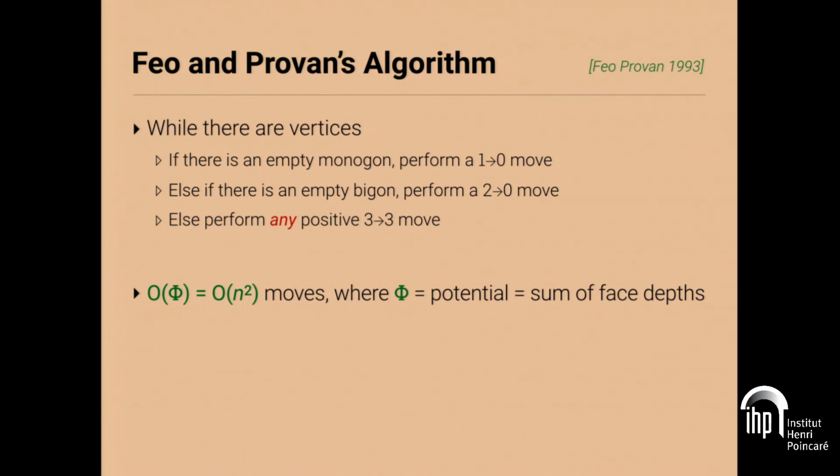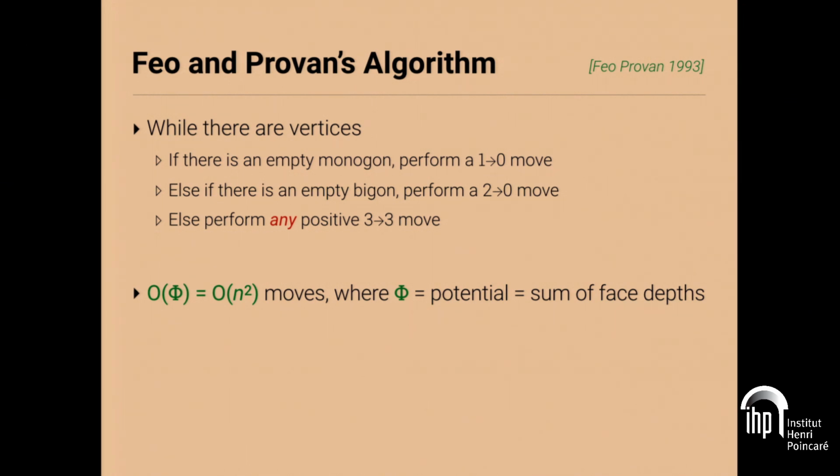The potential can't be more than n squared, because a curve that has n vertices, every face has depth at most n, and there are n faces by Euler's formula. And so since every move decreases the potential and the total potential is an integer that starts at n squared, after n squared moves, you've run out of potential to consume. Okay?